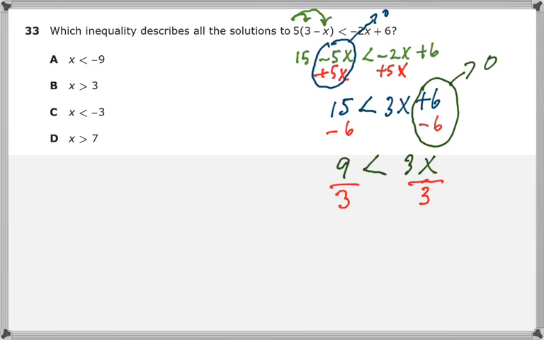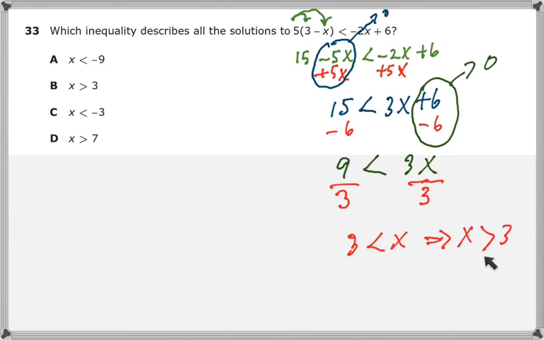Okay, and 9 divided by 3 is 3. So we have 3 less than x, which we can rewrite as x greater than 3 this way. So we can rewrite it, putting the x in the front. The arrow goes the same way, so the opening of the inequality sign goes towards the x, and the point goes towards the 3. Make sure you don't switch those.